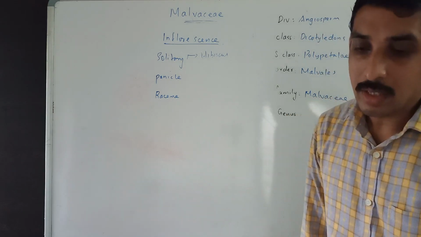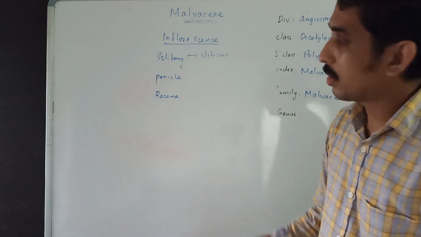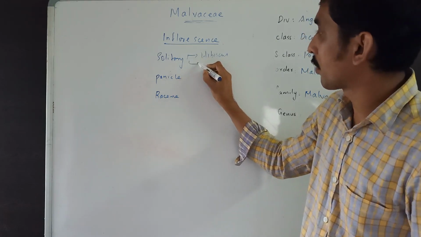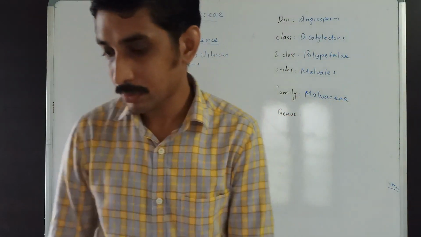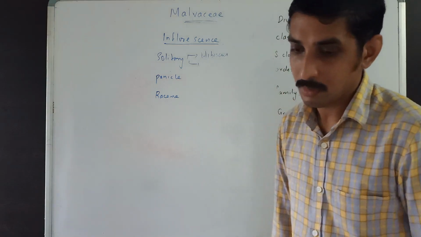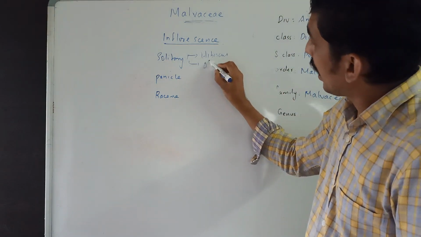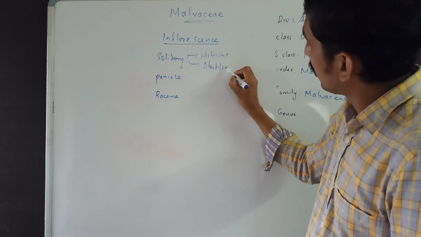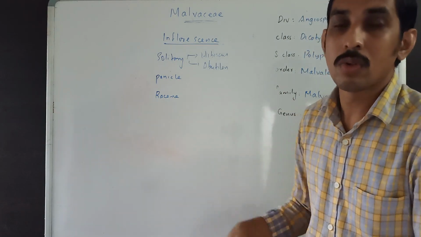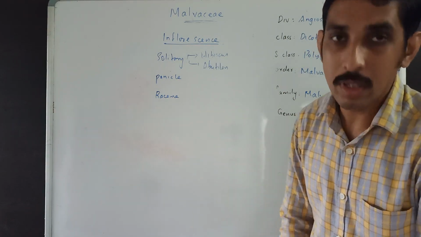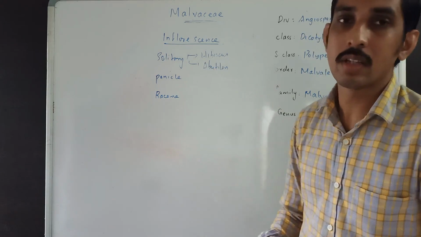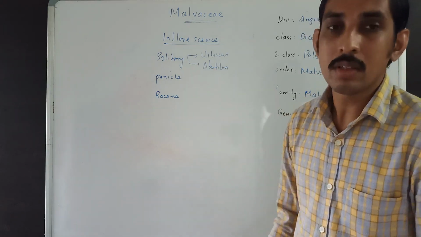Whereas in the case of abutilon, let us take the case of abutilon, its inflorescence is also solitary, but it is terminal in position, whereas in the case of hibiscus it is axillary in position. That is the difference.